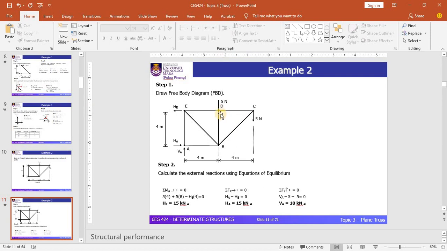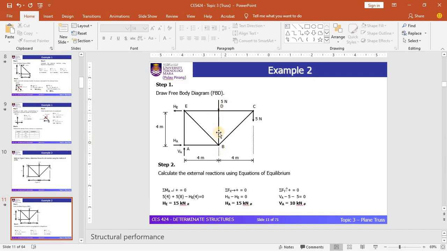So when you move to this particular joint D, there are only 2 unknowns, which are member DE and member BD. By considering the summation of force in horizontal and vertical equal to 0, you can solve for DE and DB. And the next joint you move to is joint B.